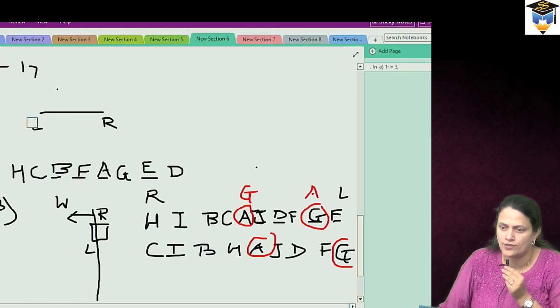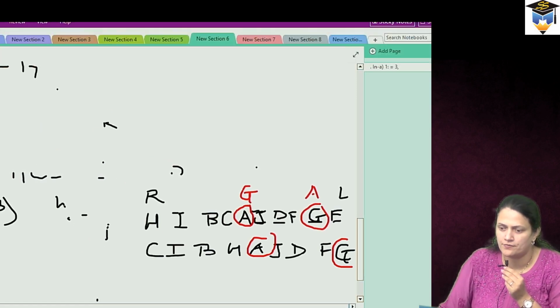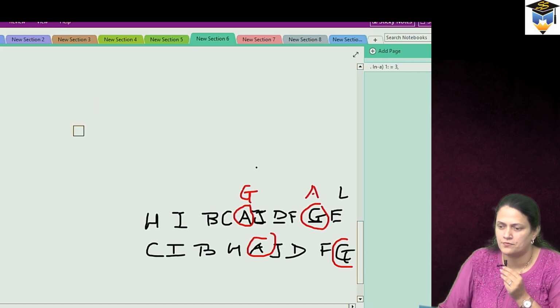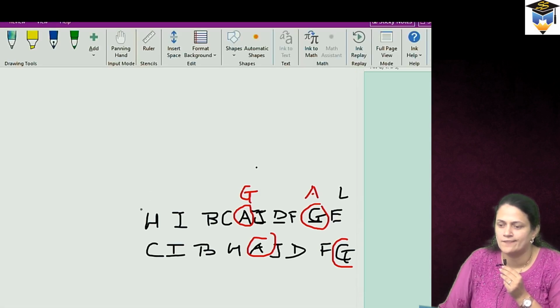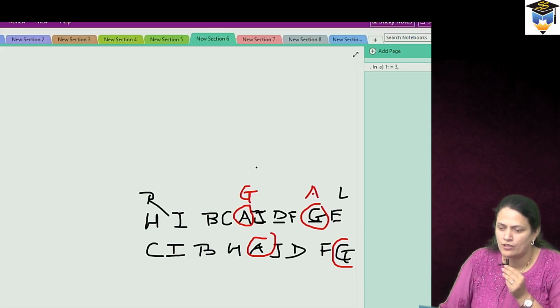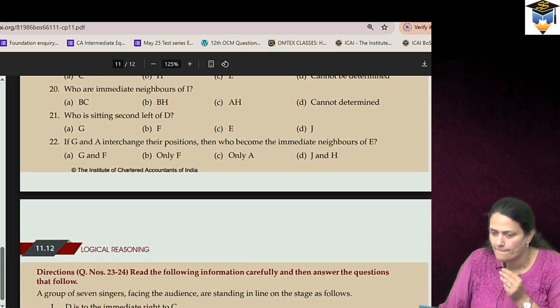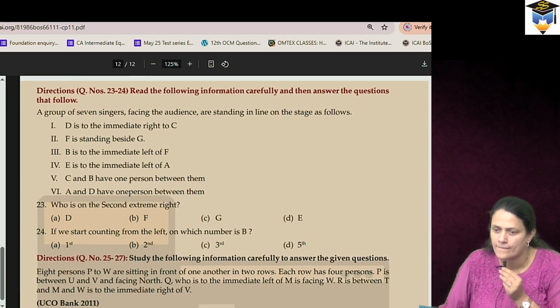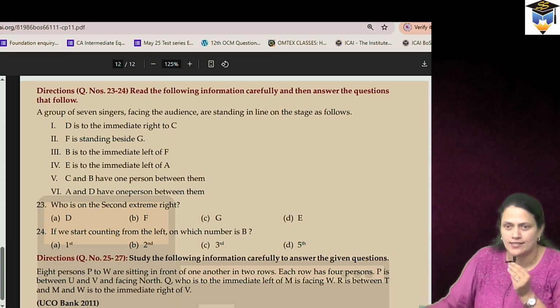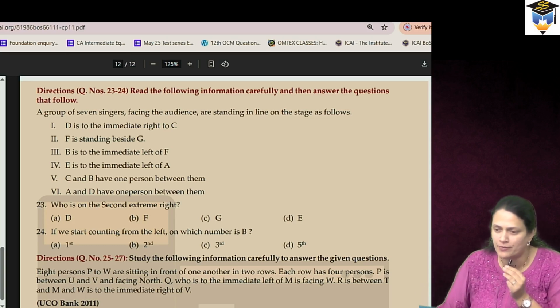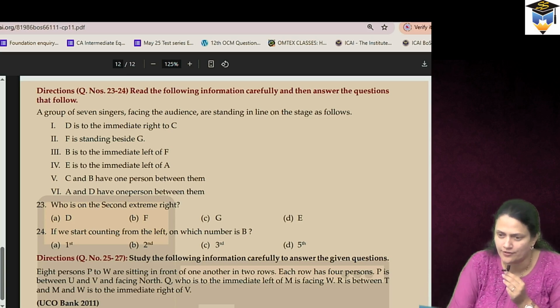Now try the next one. Now solve the next. 23, 24, solve it and then we will solve the last question. Okay, only 2 questions are remaining. I'll give you some time. Solve it.